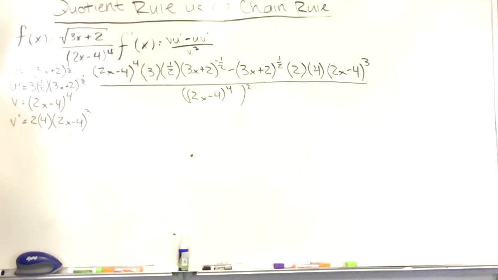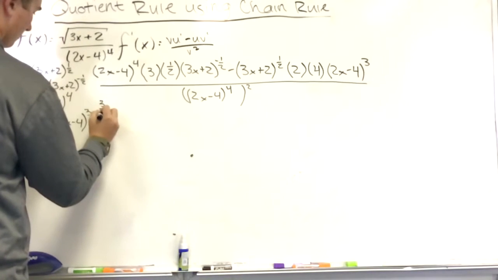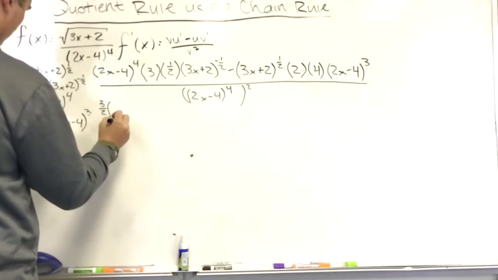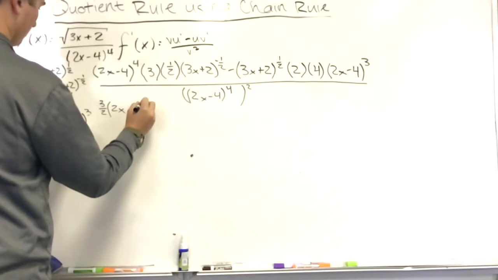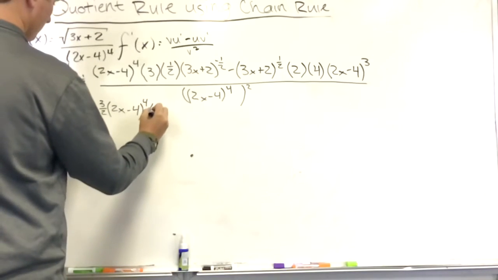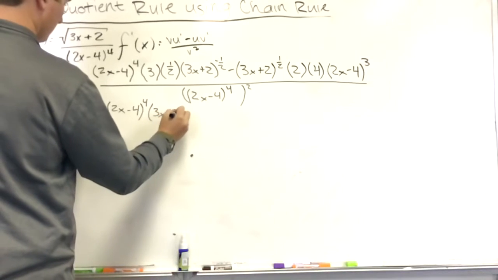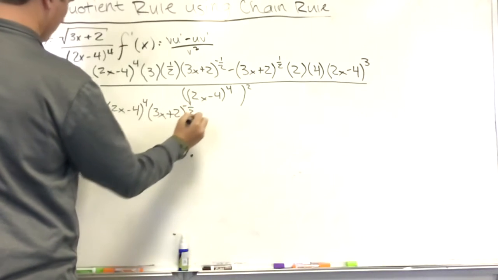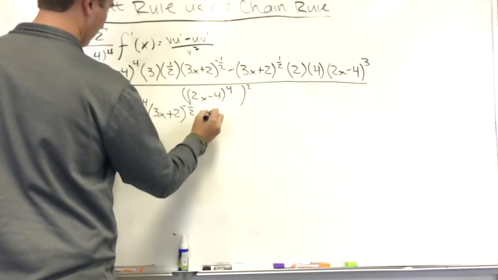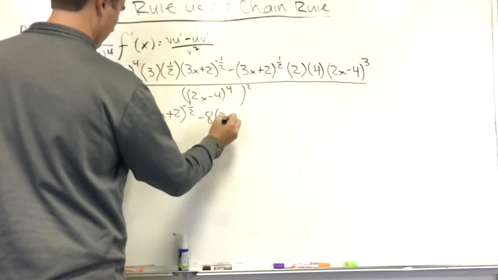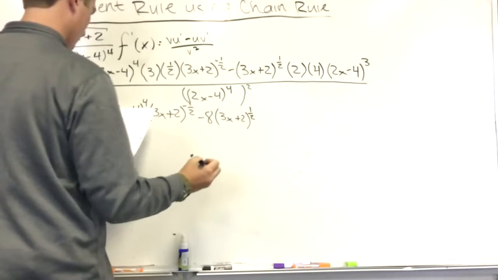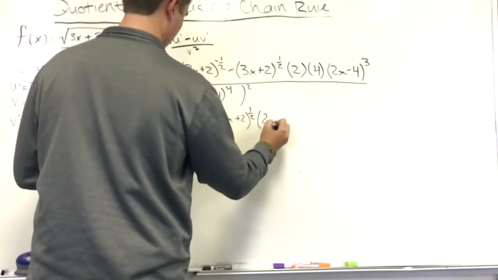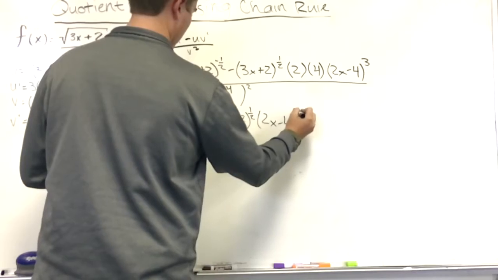Now at this point, we're going to multiply our standing terms, like the 3 and 1 half, and then the 2 and the 4. And we'll go ahead and put this out front. So we have 3 halves times 2x minus 4 to the 4th times 3x plus 2 to the negative 1 half. And now this will be minus 8, because the 2 times 4, and then times 3x plus 2 to the 1 half times 2x minus 4 to the 3rd. Again, this is all over v squared.